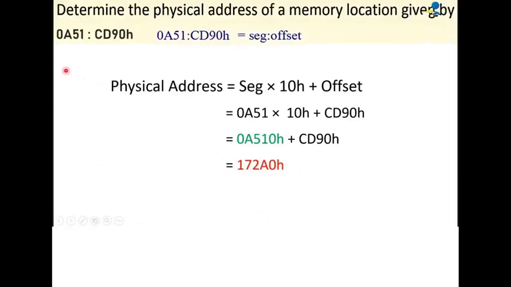Now we have given one scenario. Here we have given a segment address and offset address, and you need to calculate the physical address of the memory location. The 20-bit physical address we are going to calculate. They have given 0A51 colon CD90H. Both are hexadecimal values. Whenever a colon is given, the first value you should take as the segment address, and the next value you should take as the offset address.